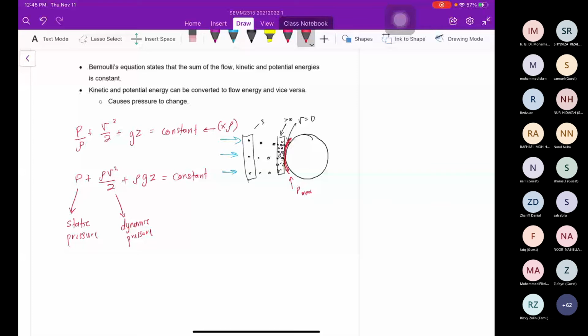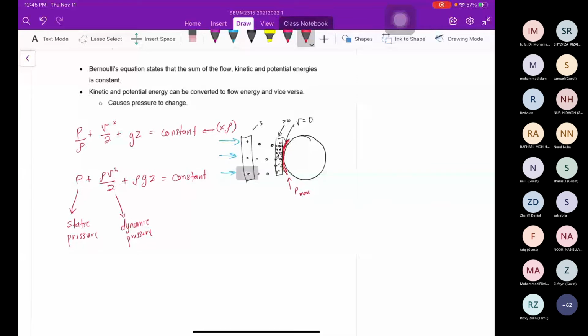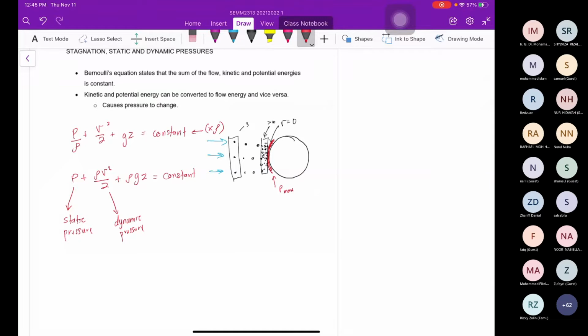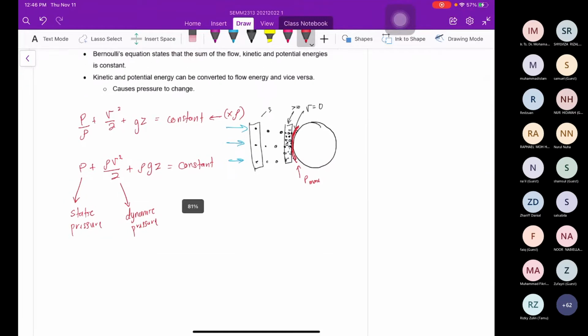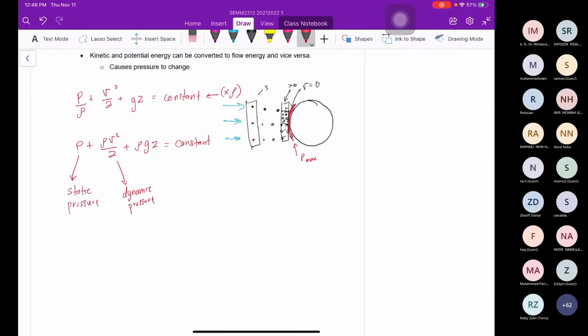So I want to introduce you to the difference between static and dynamic. Alright. So static basically means static.